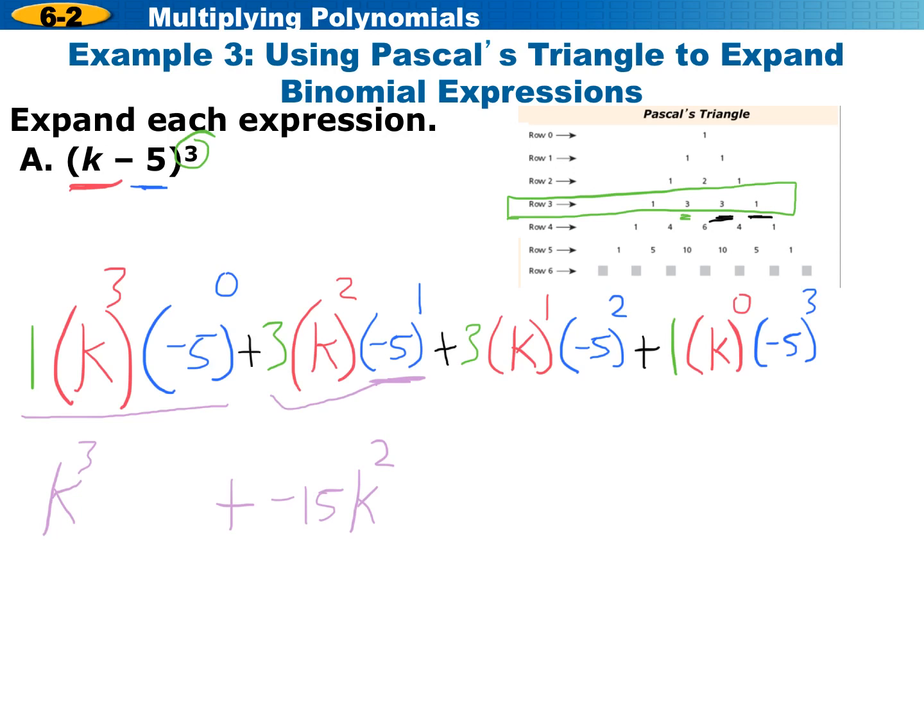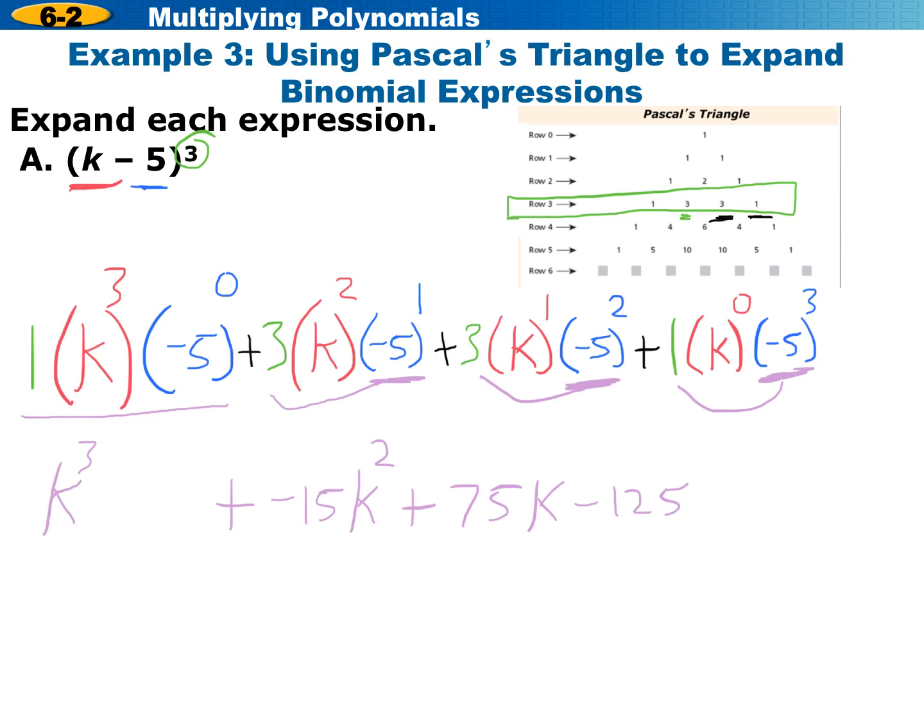And then we're going to add. Negative 5 squared is 25. 25 times 3 is 75. K to the first power. Negative 5 to the third power is negative 125. Negative 125 times 1 is negative 125. K to the 0 is 1.